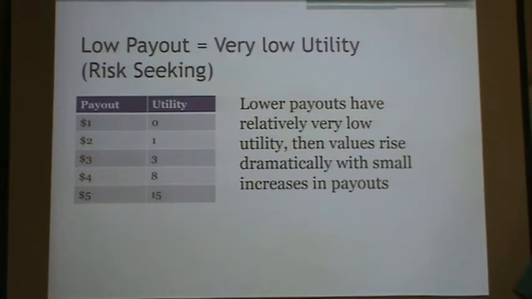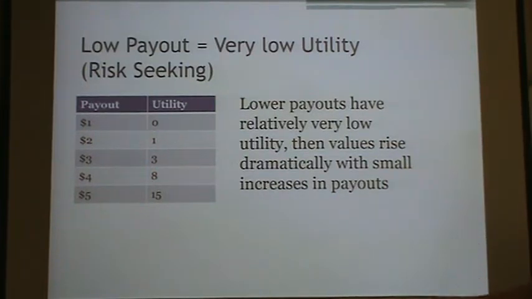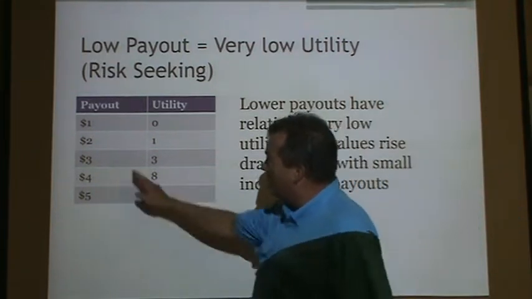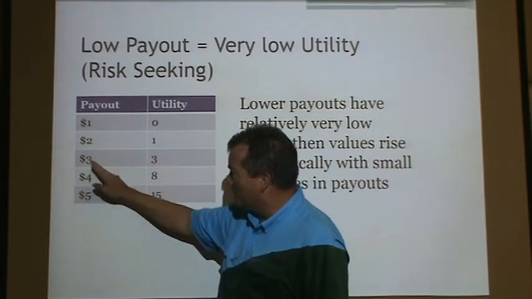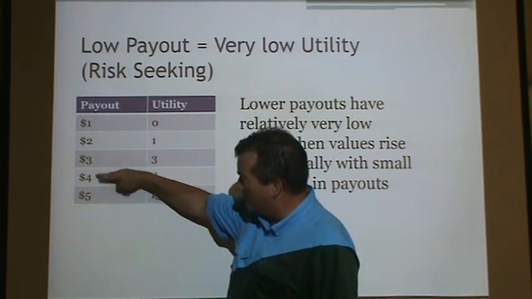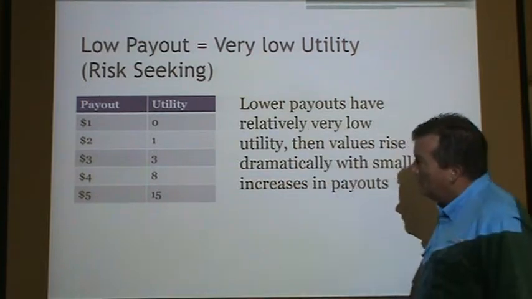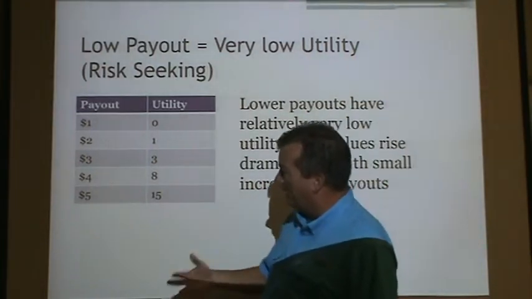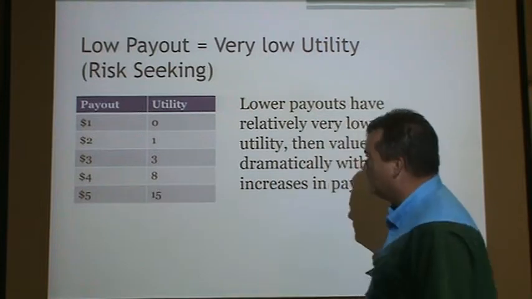And then the other way around, which is a low payout, where the low payouts don't mean much to you, but as they get a little bit higher, the value to you goes way up. So if having $1 has no value to you, having $2 has 1 point worth of utility, $3 is worth 3. Now $4 is worth 8 points. That means a lot more. It's a big jump. You really would like 4 over 3 a lot, and then 5 is a lot more than 4. This would mean you're risk seeking. You'd be better off gambling and trying to get 4 and 5 as opposed to playing it safe and getting 1 and 2.